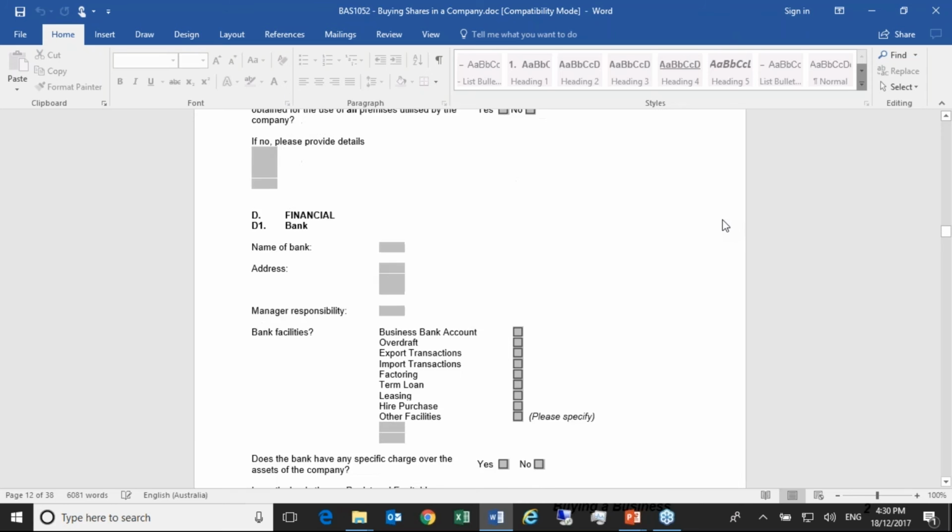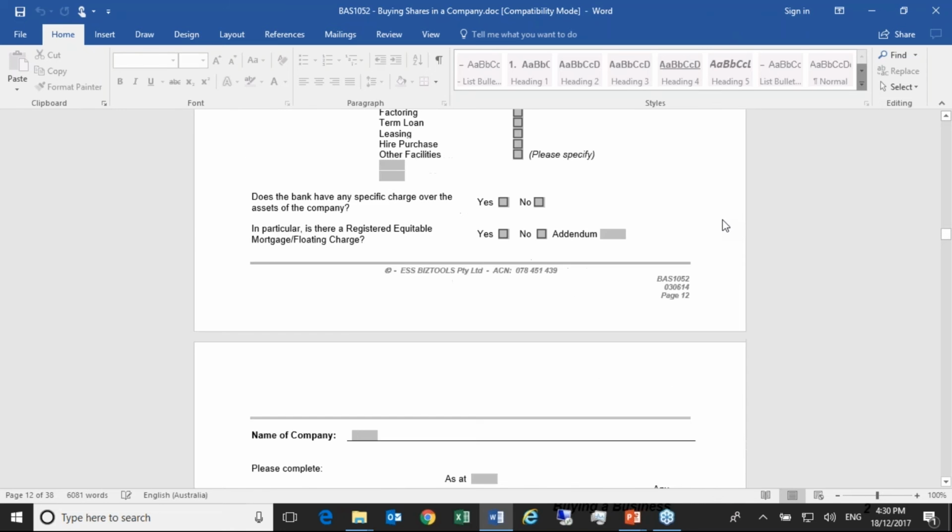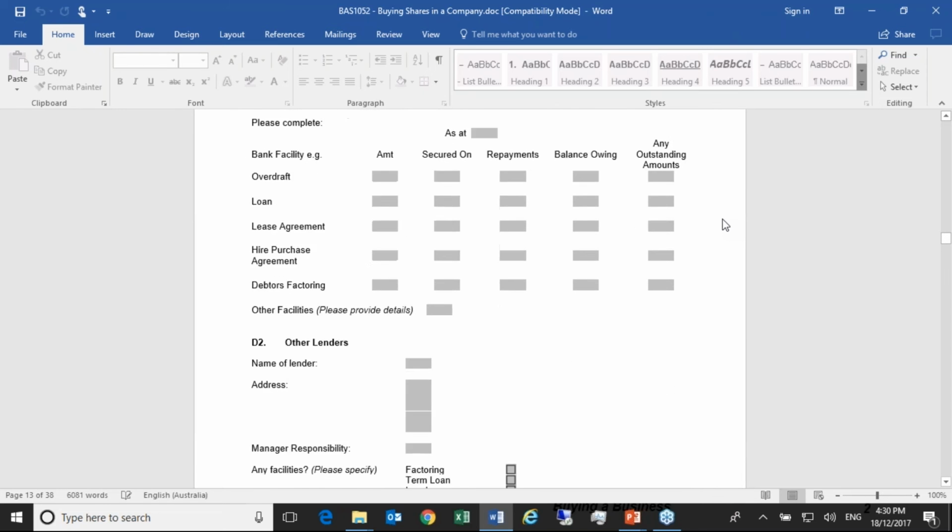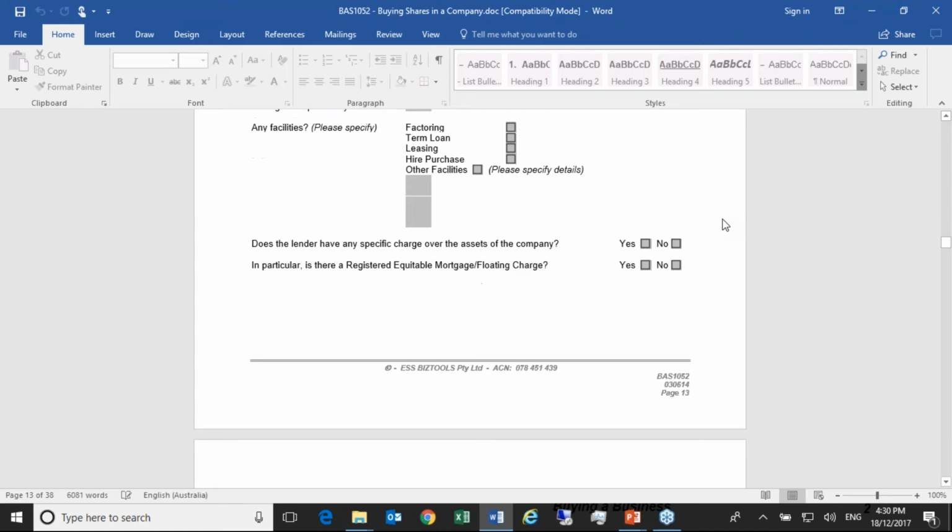What are the arrangements with the company's banker? And so on. There are a lot of questions in this particular form because this is a big issue when your client is going to buy a business and acquire shares in a company.